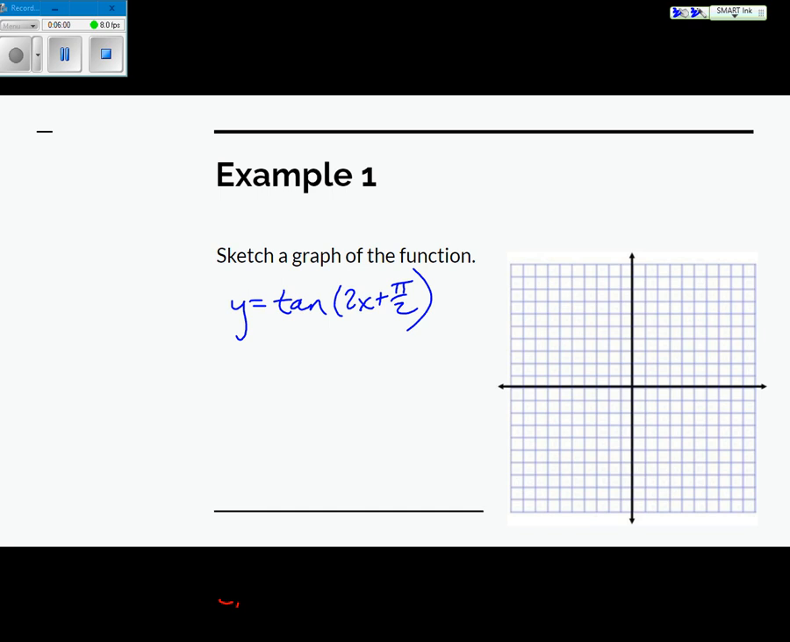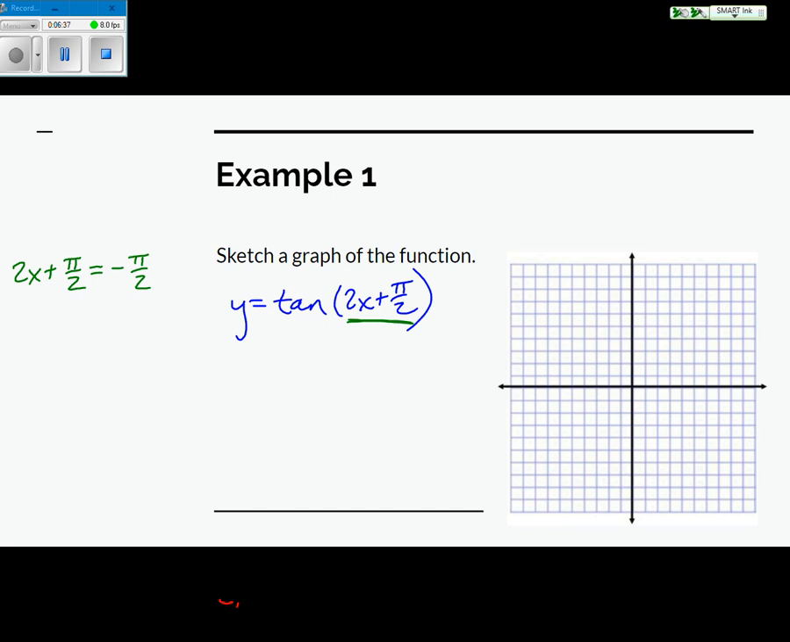Now, what I'm going to do is first find the asymptotes. The asymptotes are going to come from this middle part right here. I'm going to take this middle part, 2x plus pi over 2, and set it equal to where that first asymptote was on that tangent function, the mother tangent function on the last slide, the one that I boxed in. Well, that first asymptote was at negative pi over 2. Okay.